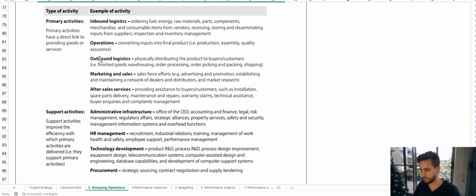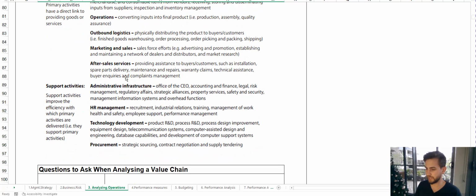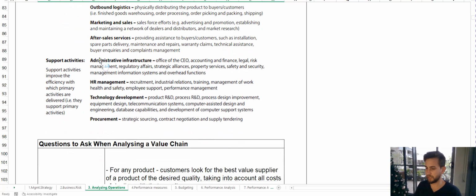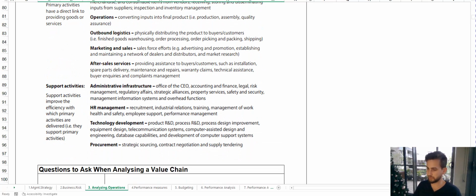Then you've got outbound logistics, which is physically distributing the product to buyers and customers. That includes warehousing, order processing, order picking, packing, shipping. Then you've got marketing and sales, that's the sales force's efforts, e.g. advertising, promotion, network of dealers and distributors, market research to actually sell the good. And then finally, after-sales services, which is providing assistance to buyers and customers, such as installation, spare parts delivery, maintenance, repairs, warranty claims, technical assistance, buyer inquiries, complaint management.